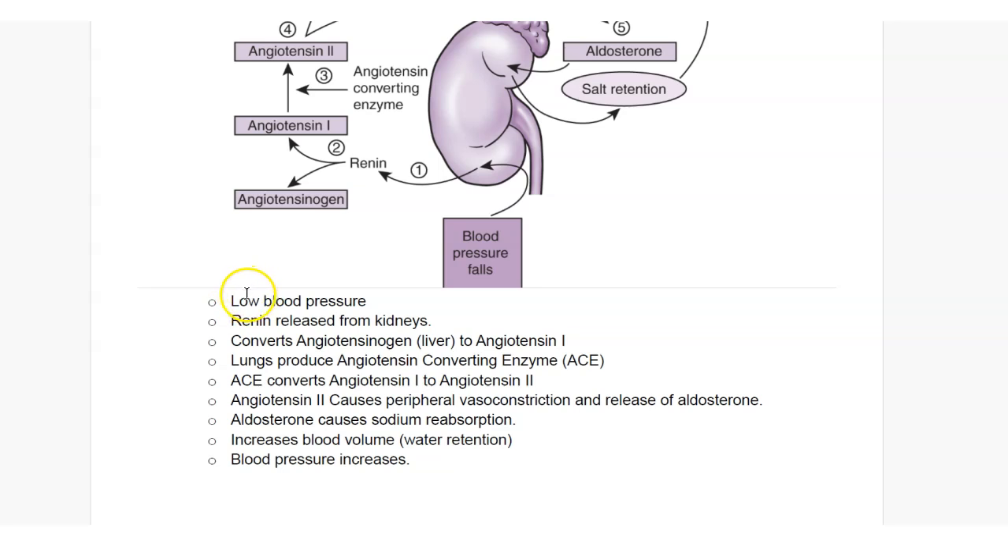And this is just a list of what happens. When the blood pressure is low, renin is released from the kidneys, and then it converts angiotensinogen from the liver to angiotensin 1, and then the lungs produce angiotensin converting enzyme or ACE, and then ACE converts angiotensin 1 to angiotensin 2, and then angiotensin 2 causes peripheral vasoconstriction and also the release of aldosterone. Aldosterone causes sodium reabsorption, which then causes an increase in blood volume due to water retention, which ends up resulting in a higher blood pressure.